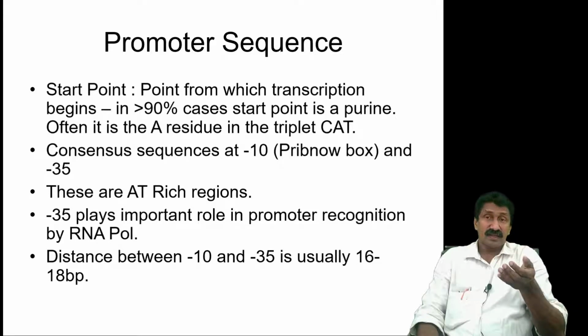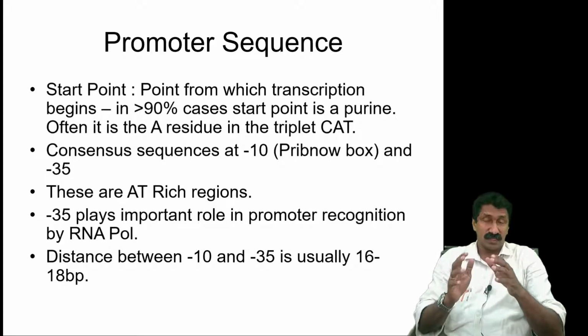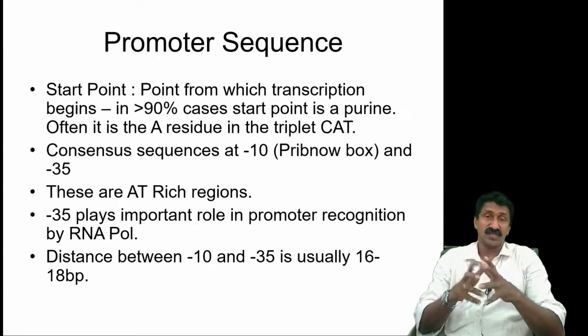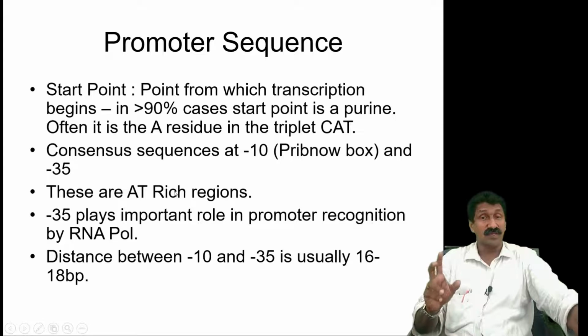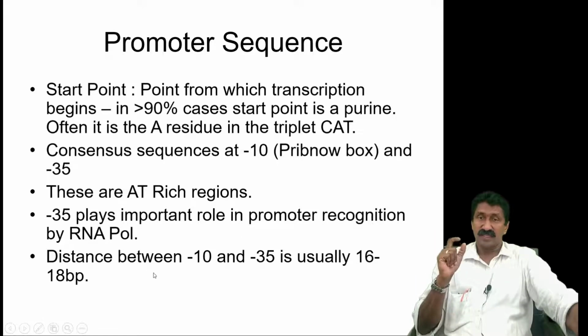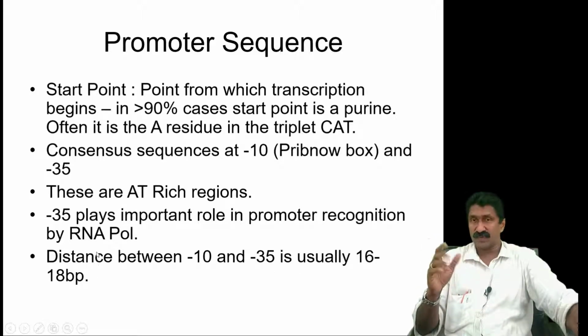Then there are other consensus sequences present. There are consensus sequences at -10, which is known as the Pribnow box, and there is a -35 sequence in the case of prokaryotes, especially in E. coli. These -10 and -35 sequences are AT-rich regions. The -35 sequence plays an important role in promoter recognition by RNA polymerase. And the distance between the -10 and -35 is usually 10 to 18 base pairs in length.